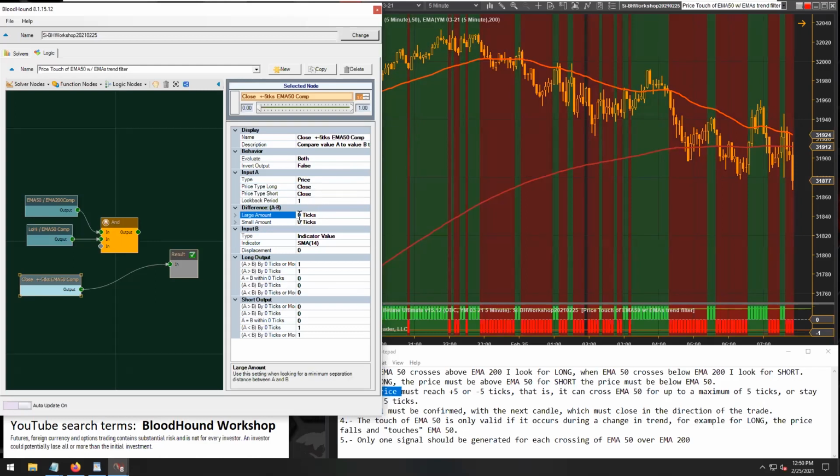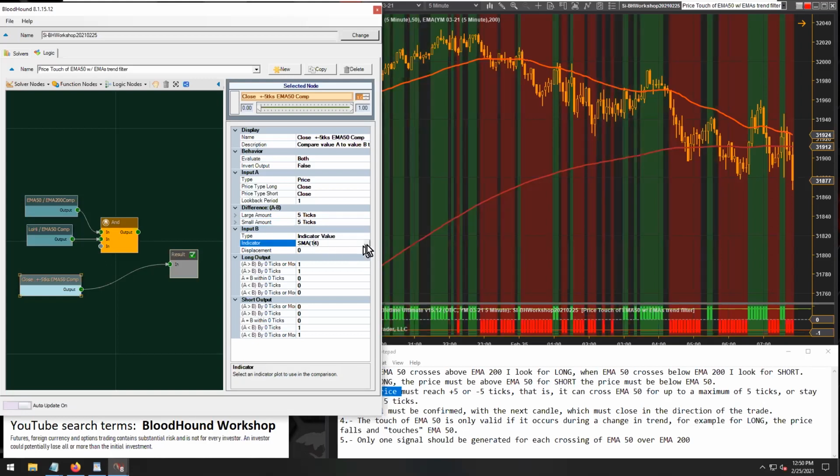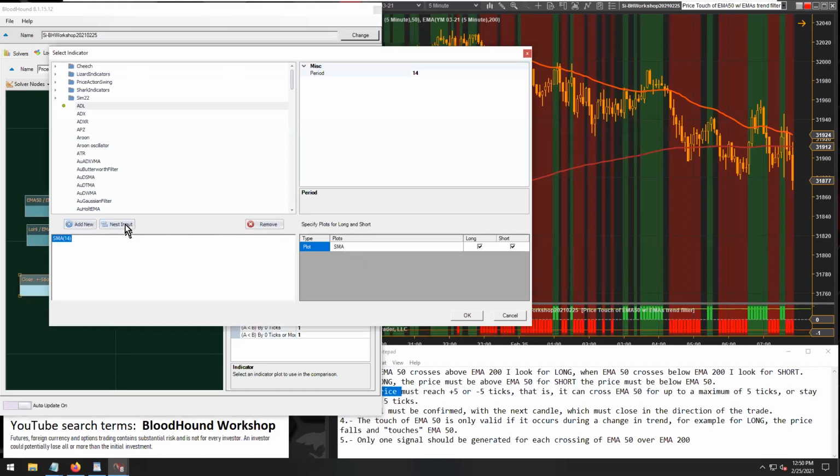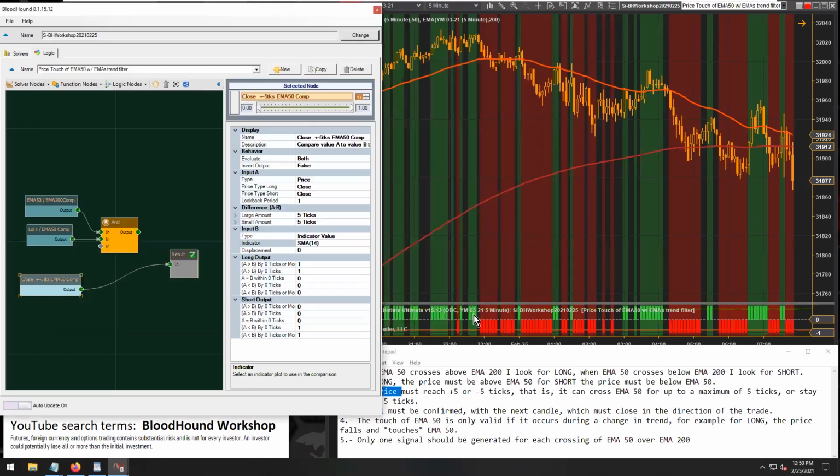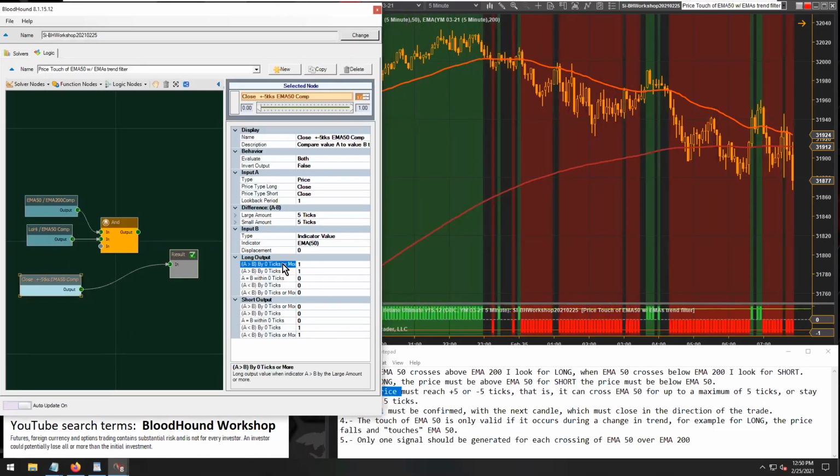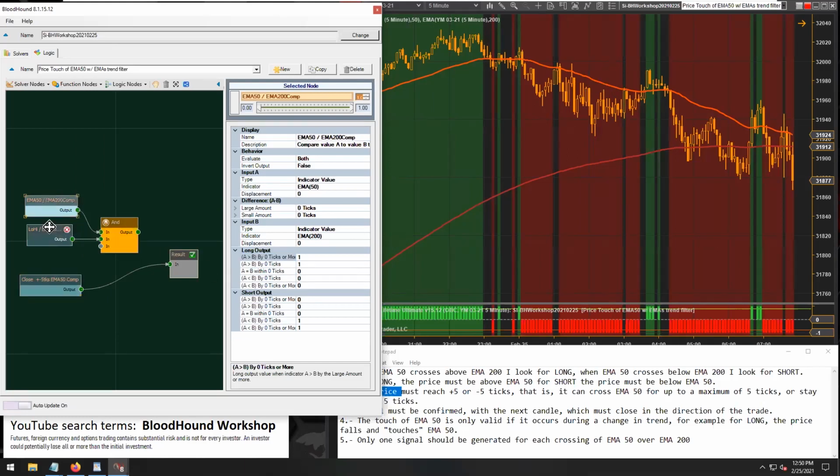Now, we want to know if it gets within 5 ticks, so for our difference, we're going to set that to 5 ticks. And then input B, that's going to be our EMA50. Let's grab that EMA again and set it to a 50 period. Now, the outputs here. So far, we haven't had to change the outputs for these other comparison solvers. We're just using the default.